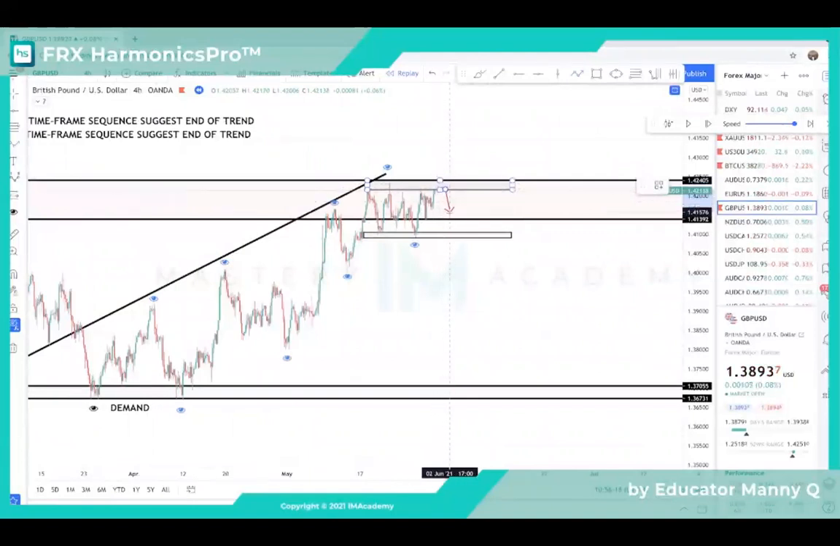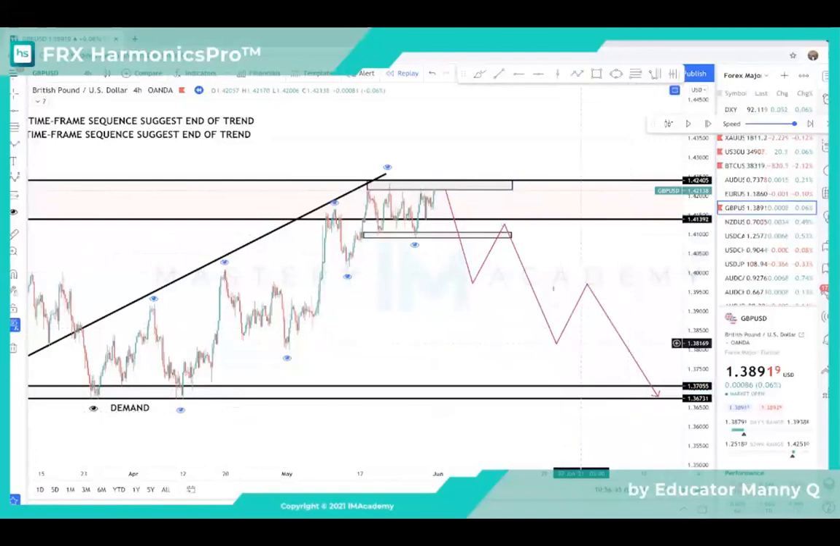give me a drop here. I would like to see the market break this low right over here. And then I would like to see the market eventually pull back into this area and then continue to go down to some type of area, let's say boom, over here, right? So this would be my forecast. This is what I believe that the market will do.